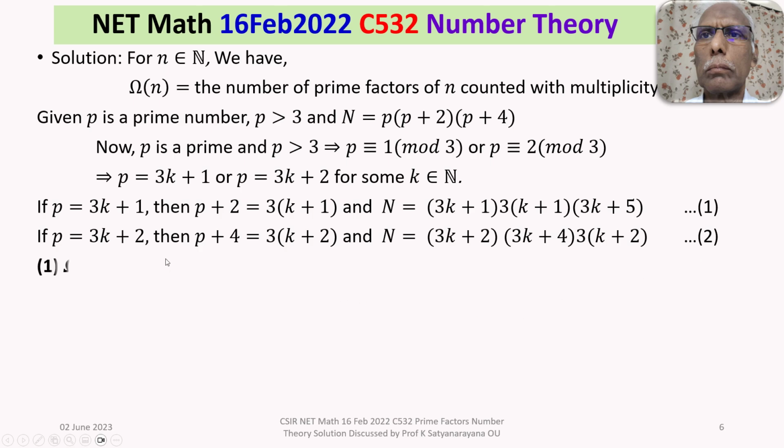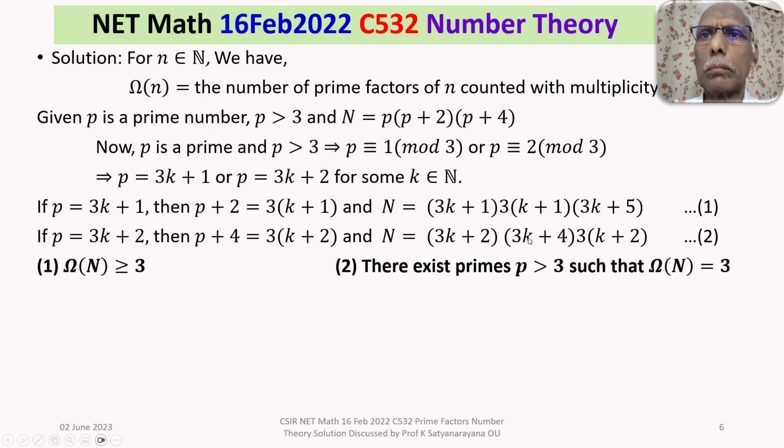So from 1 and 2, what we observe is, n is a multiple of more than 3 factors. More than 3 factors. So that's what we have noticed.